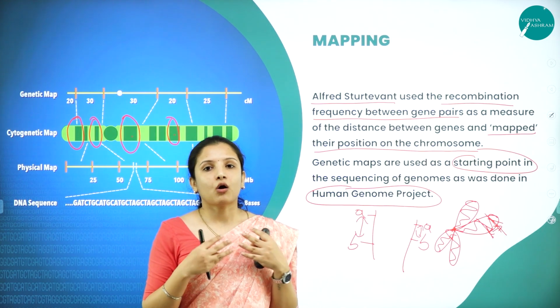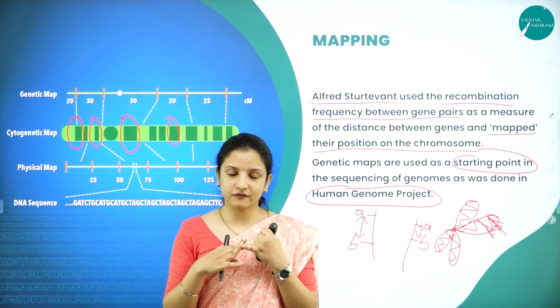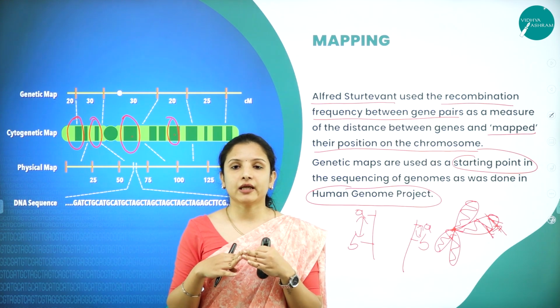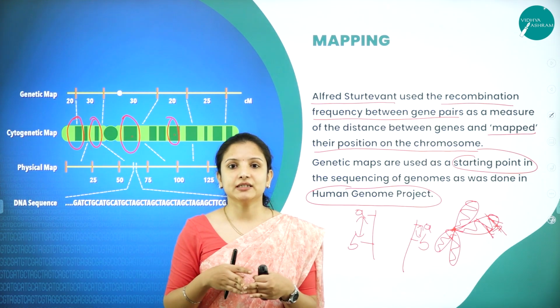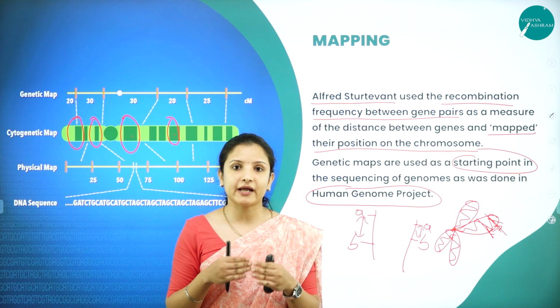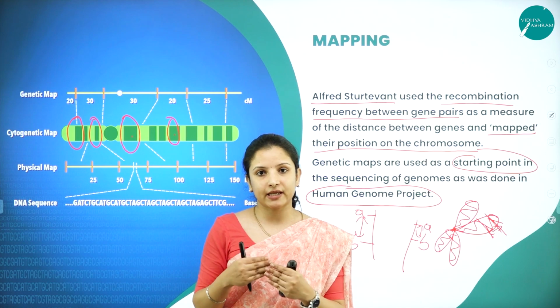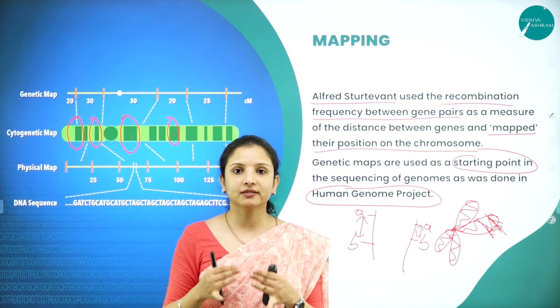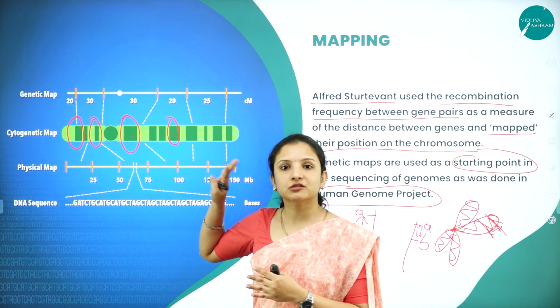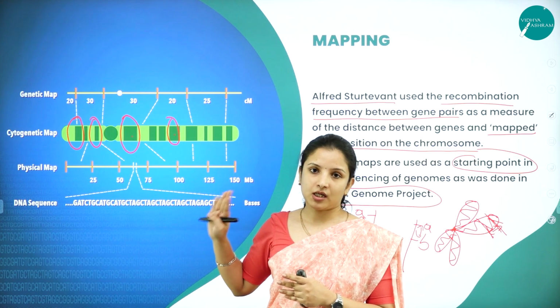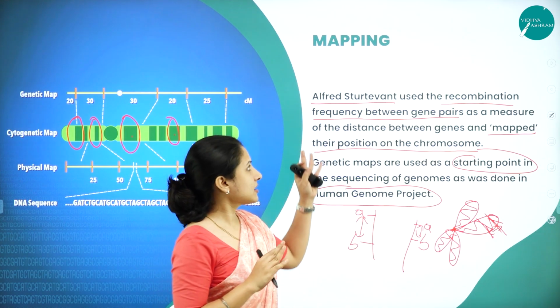Nowadays, the genes of Drosophila, rats, Arabidopsis thaliana, which is a plant, rice, wheat, almost all the genomes of most plants and animals as well as microorganisms, have been mapped and stored in databases in the computer. So this is about genetic mapping.